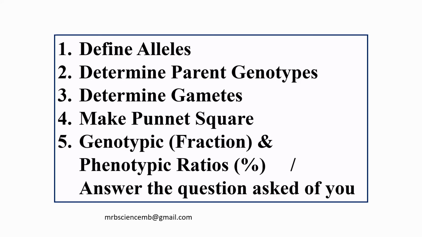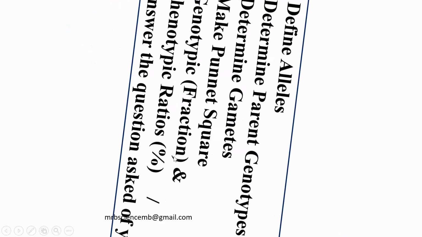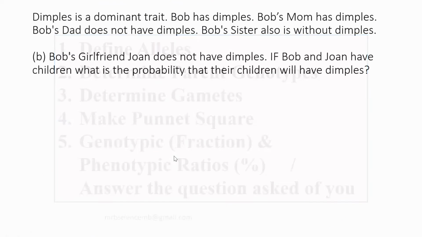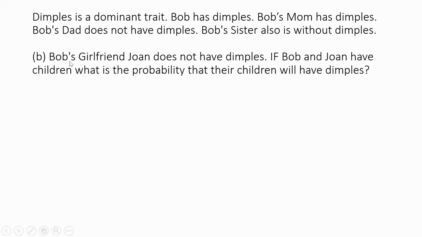In this question, we're going to see it's not actually asking us for the genotypic and phenotypic ratios. It asks us for something different. Oh, the high budget production's still here. So here it's asking us, Bob's girlfriend Joan does not have dimples. If Bob and Joan have children, what is the probability that their children will have dimples? That's not the genotypic and phenotypic ratio. It's asking us specifically for the probability that their children will have dimples. So we'll answer accordingly, but the steps all remain the same, because by getting the phenotypic ratio, that's how we're going to figure that out anyways.